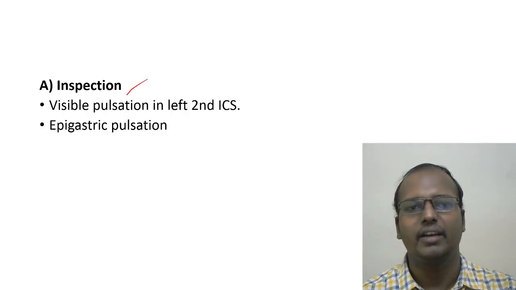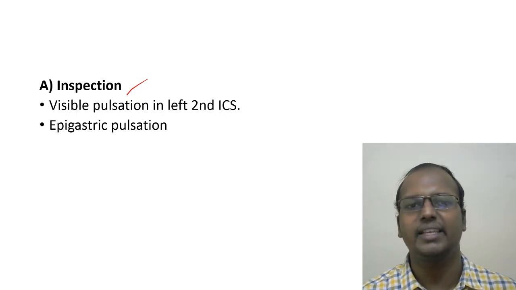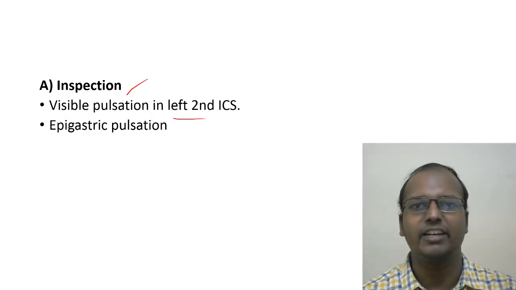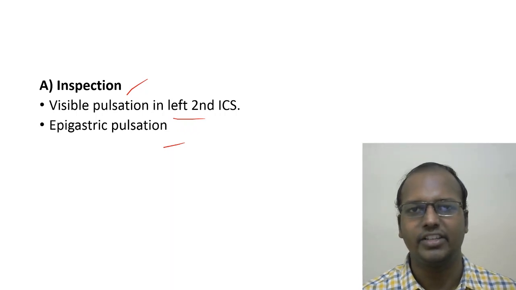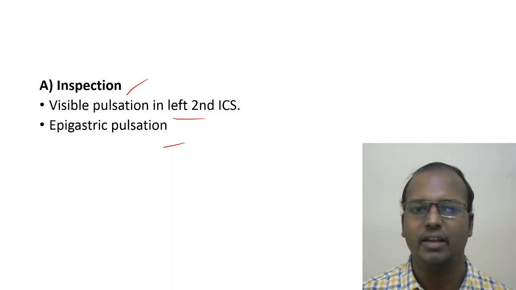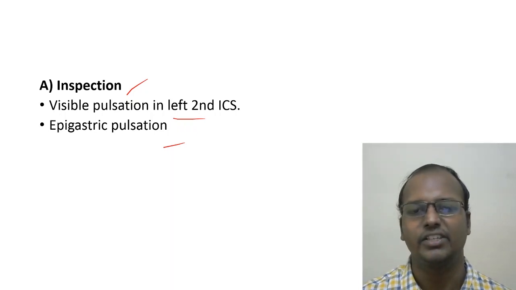Next most important finding: what are the findings, what are the signs in your general examination? After coming into the cardiovascular examination per se, what else can you find? Inspection can show visible pulsation in the left second intercostal space and epigastric pulsation. Epigastric pulsation occurs, one, because of tricuspid regurgitation. That is one cause. Tricuspid regurgitation can be reflected in the hepatic pulsation. Another is RVH, right ventricular hypertrophy, which can be seen as an epigastric pulsation.